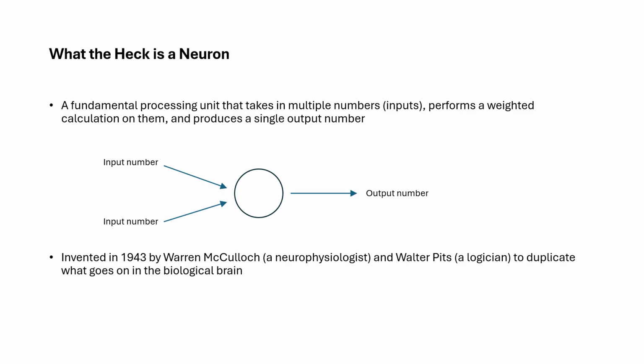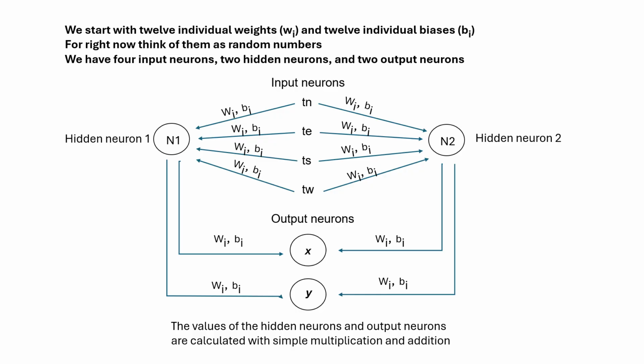It was invented in 1943 by these two gentlemen, one a neurophysiologist and the other a logician. And so right from the get-go, there was some idea that perhaps this is the way the neurons in our brains operate. So when you talk about the neurons in a neural network, however, it's not biology, it's arithmetic.